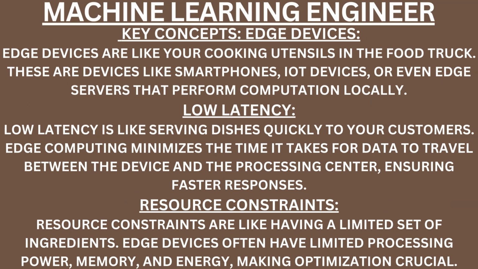Key concepts. Edge devices. Edge devices are like your cooking utensils in the food truck. These are devices like smartphones, IoT devices, or even edge servers that perform computation locally. Low latency. Low latency is like serving dishes quickly to your customers. Edge computing minimizes the time it takes for data to travel between the device and the processing center, ensuring faster responses. Resource constraints. Resource constraints are like having a limited set of ingredients. Edge devices often have limited processing power, memory, and energy, making optimization crucial.